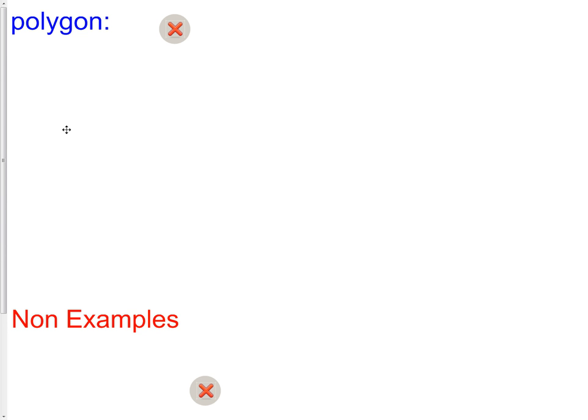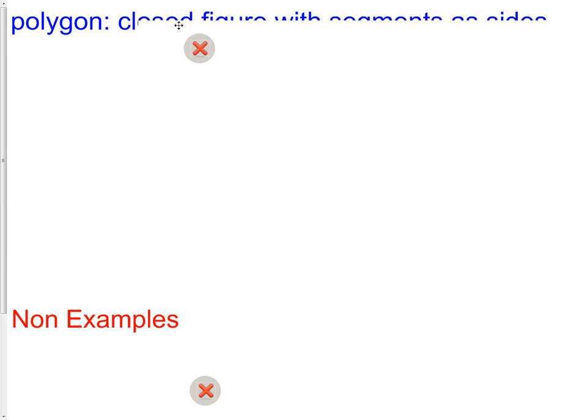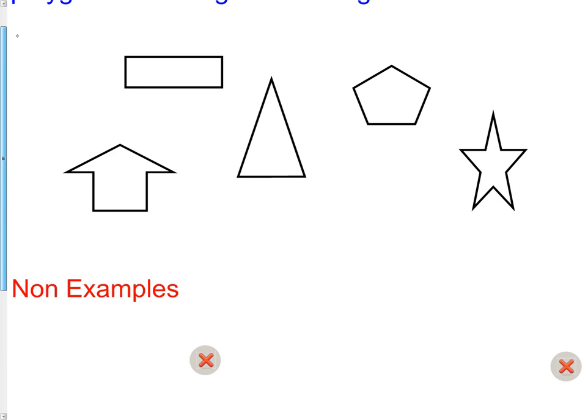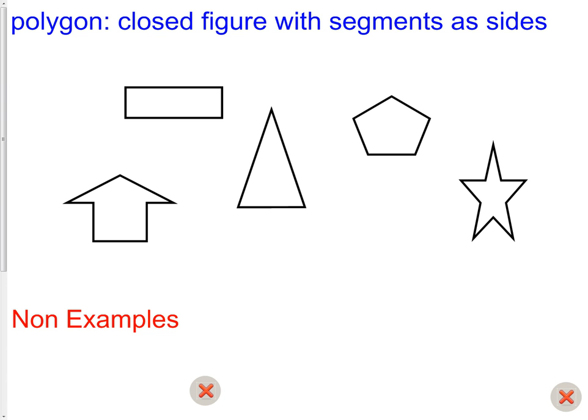The first thing we need to do is understand what a polygon is. A polygon is a closed figure with segments as sides. All of the pictures below would be examples of polygons. Some of them look like very similar or familiar shapes to you, and some of them maybe not. But all of them are polygons. They are closed and they have no curves. They are all made with segments.